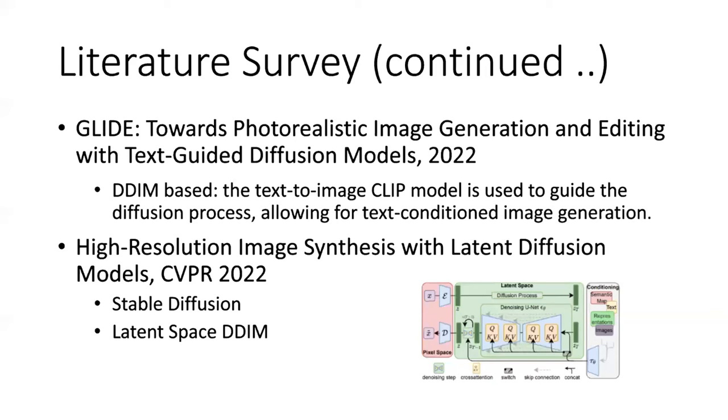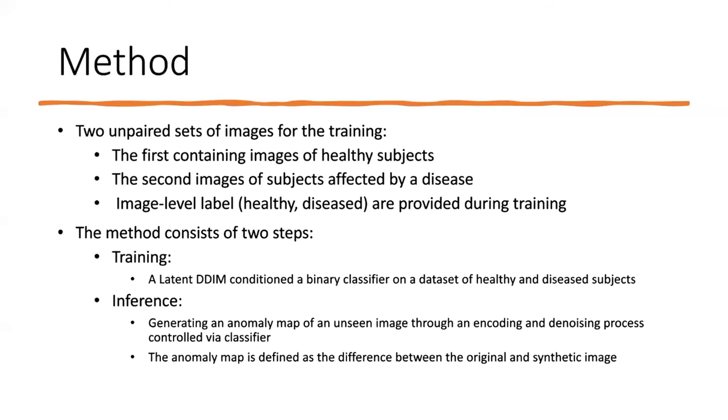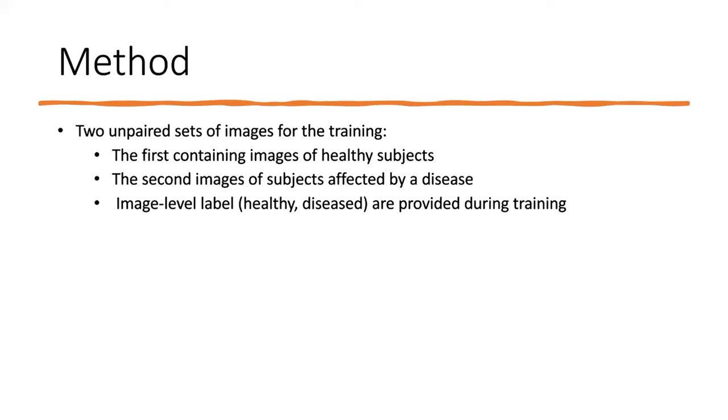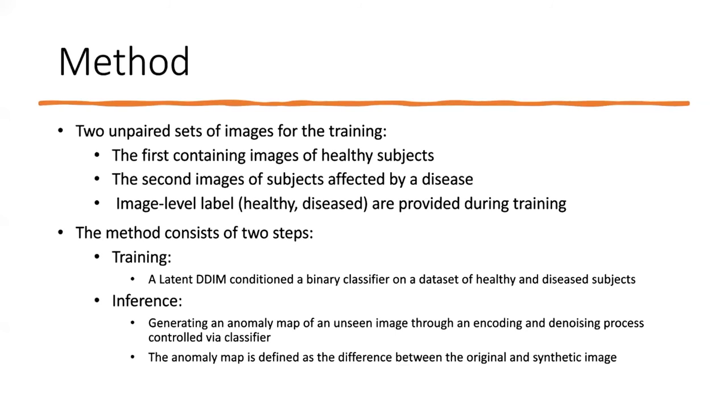So using all these ideas from latent diffusion, DDIM, and DDPM, we come up with our own approach, in which we will be using two unpaired sets of images. One class will be the healthy images, and the second class will have diseases on them. We will use their labels during our training as a condition. That is why we say it's classifier-based guidance. It looks similar to Stable Diffusion, but instead of text prompts, we provide our guidance through a classifier.